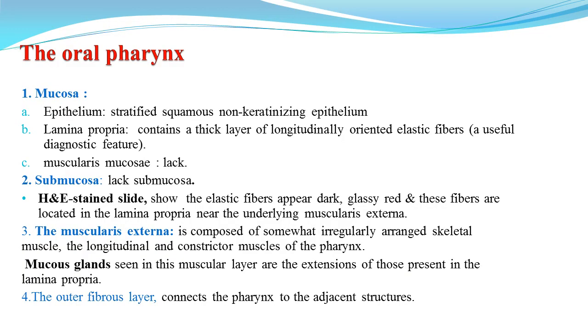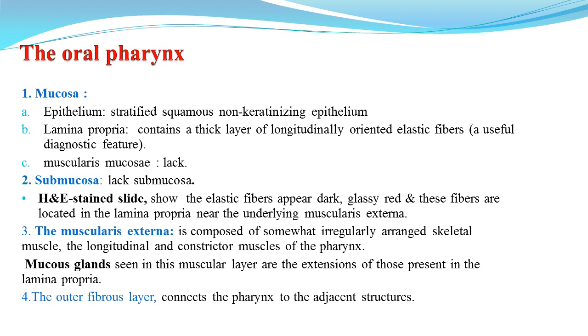The oral pharynx. The mucosa of the oral pharynx consists of epithelium, which is stratified squamous non-keratinized epithelium, and the lamina propria contains a thick layer of longitudinally oriented elastic fibers, which is a useful diagnostic feature. The muscularis mucosa is not present, and the submucosa is lacking in the oral pharynx.